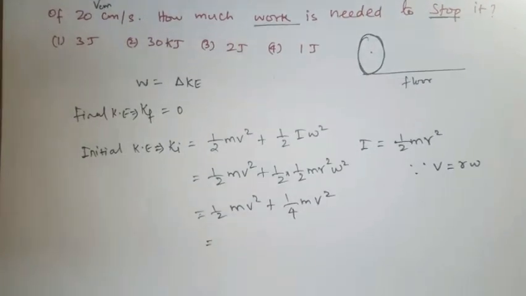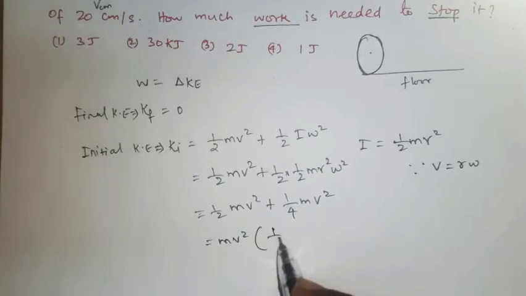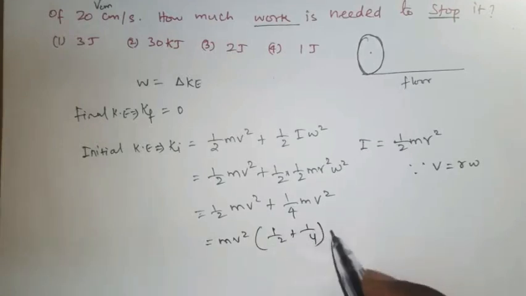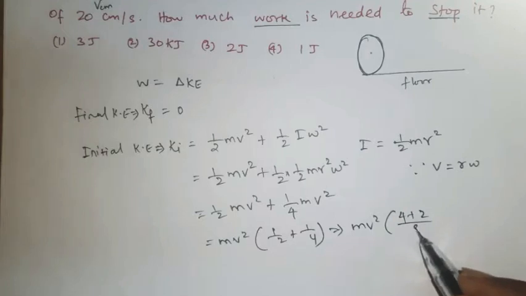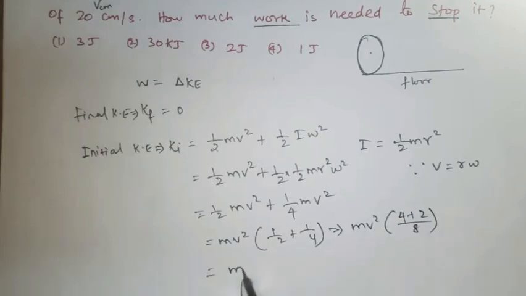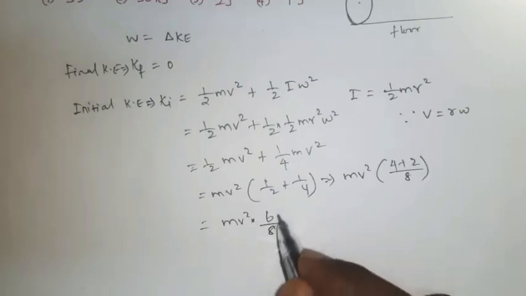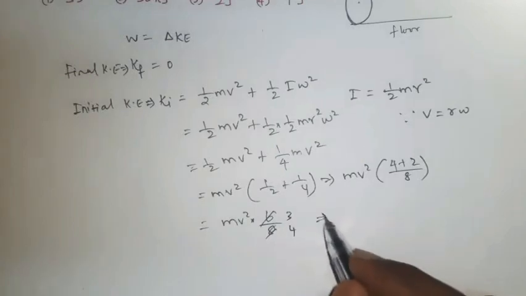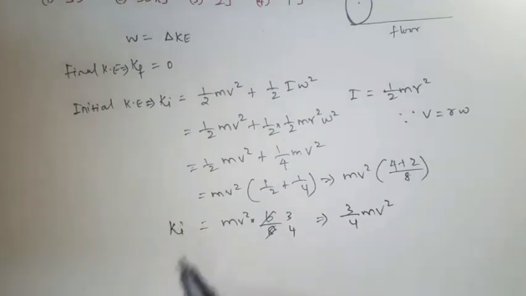Now mv square is common, you can take out mv square into 1 by 2 plus 1 by 4. Then taking the LCM, 4 ones are 4, 2 ones are 2, by 4 twos are 8. So mv square into 6 by 8. We can cancel the twos, 3 twos are 6, 4 twos are 8. So the value is 3 by 4 mv square. So this will be the initial kinetic energy.